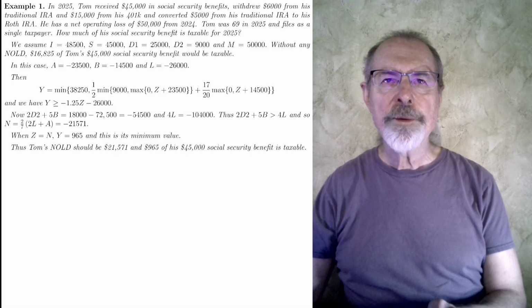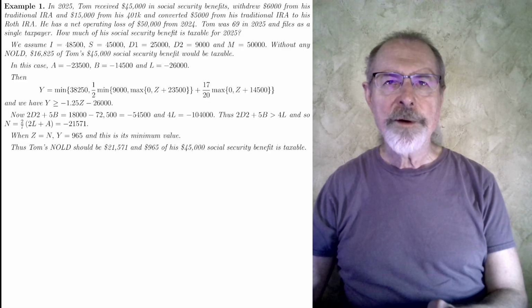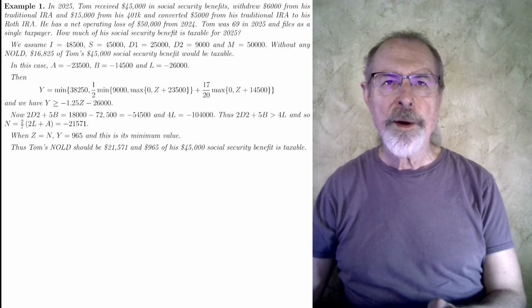So let's look at some examples. In 2025, Tom received $45,000 in Social Security benefits, withdrew $6,000 from his traditional IRA and $15,000 from his 401k, and converted $5,000 from his traditional IRA to his Roth IRA. He has a net operating loss of $50,000 from 2024. Tom is 69 in 2025 and files as a single taxpayer. How much of his Social Security benefit is taxable for 2025?